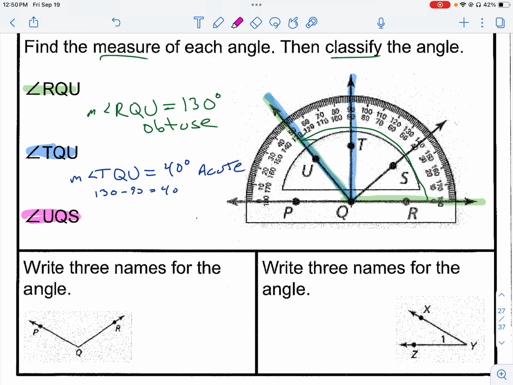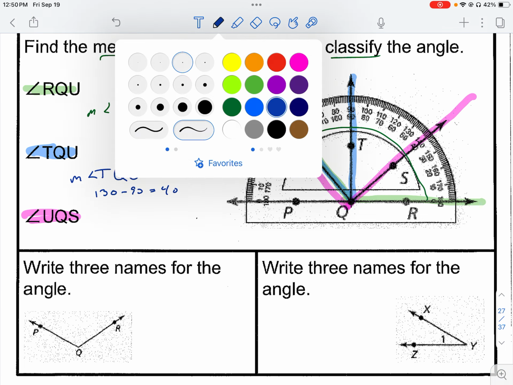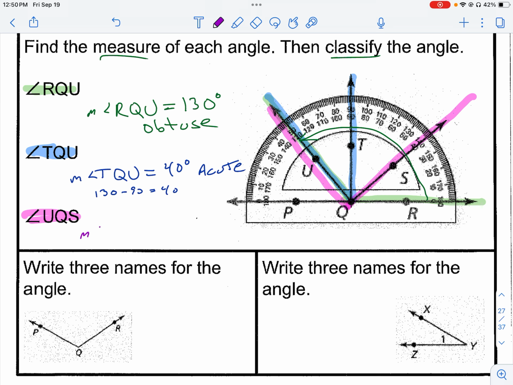Then our last one we're going to look at is angle UQS. So angle U, Q, and S. The measure of angle UQS. Oh, we've got 130 still over for UQ, and we're at 40 for Q. So 130 minus 40. So it is a 90-degree angle, which makes it a right angle.